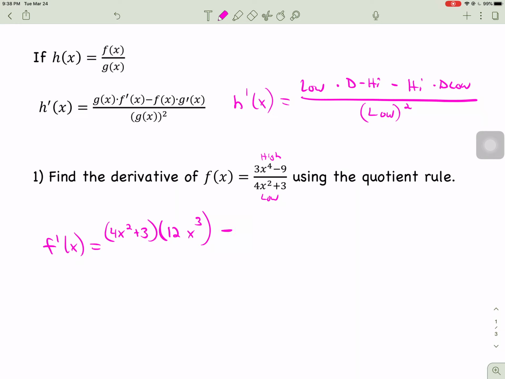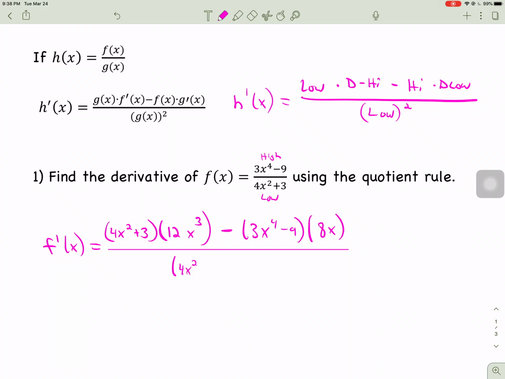Minus high d low, the derivative of the denominator, the low part, 4x squared plus 3. The constant goes away and you get 8x to the first, so just 8x, over low squared. Well, low squared is just 4x squared plus 3 squared. And there you go, and that's enough.